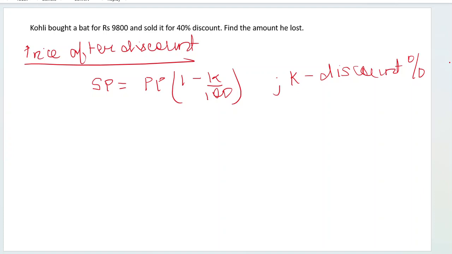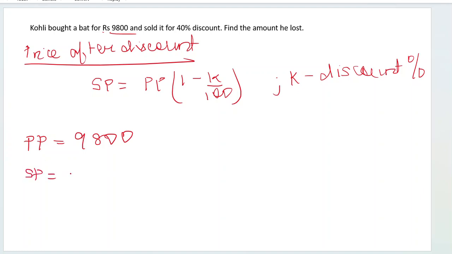So Kohli bought a bat for 9800, which becomes the print price. Print price is the price which is the original price. Now since he bought a bat for 9800, print price becomes 9800. Now it is also said that he sold it for 40% discount. So now we need to find out the selling price, because only then we will be able to find out the loss that he suffered.